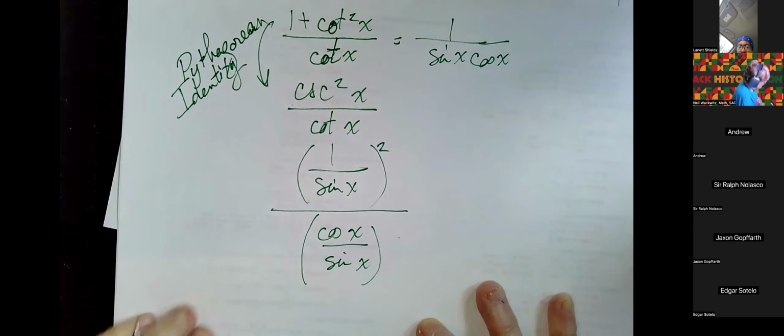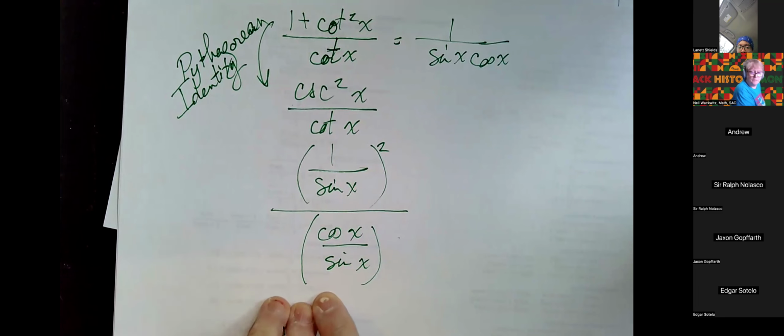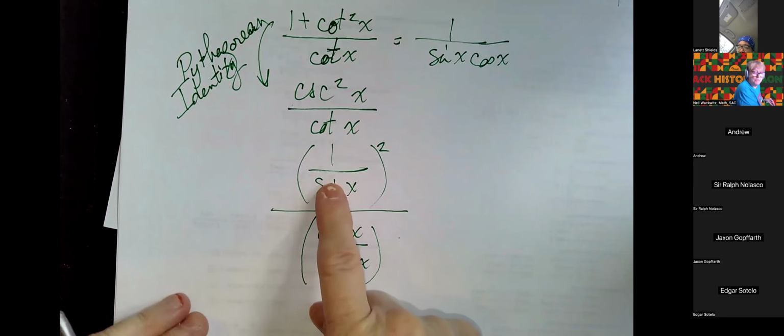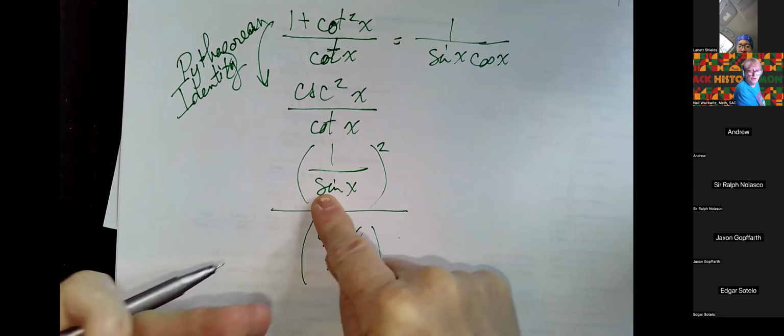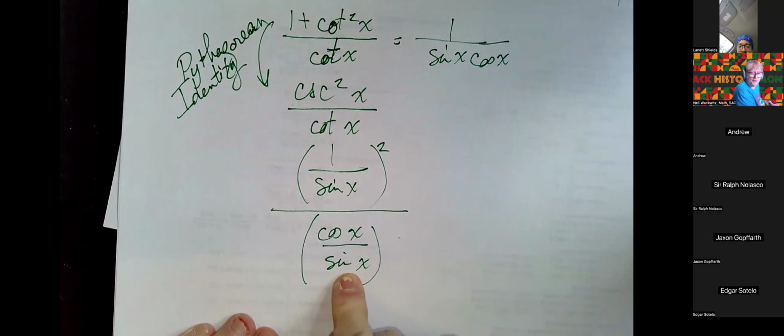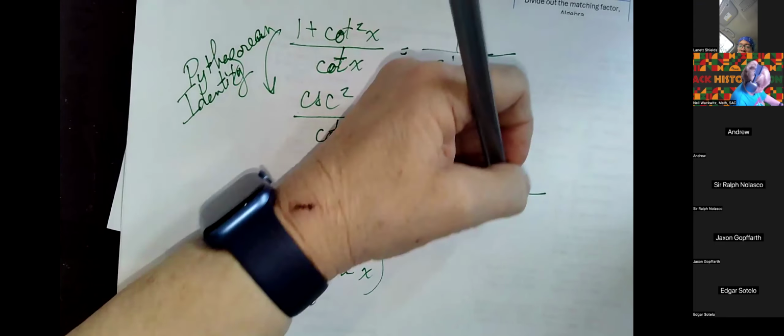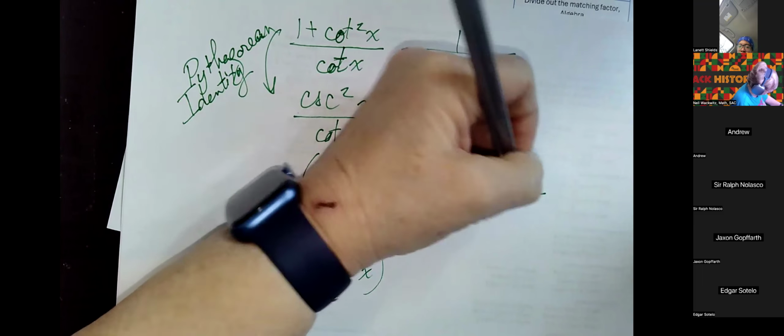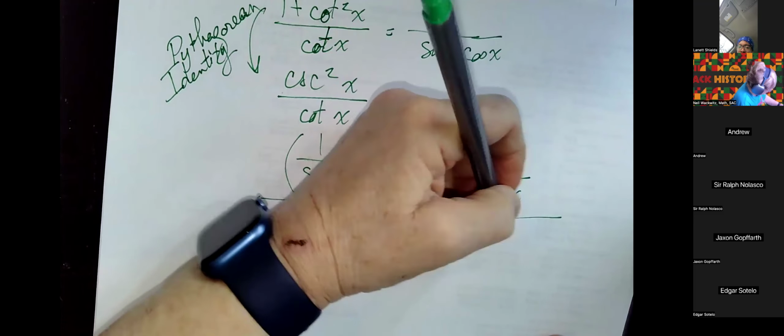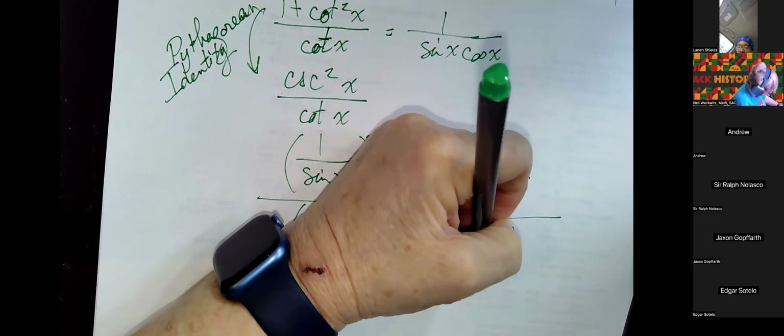The reason that we want the latter version this time, for cotangent, is that we've got a sine in the denominator of the numerator. We have a sine in the denominator of the denominator. So let's write this without all those parentheses. 1 squared is 1, and sine squared is sine squared x, and in the denominator we'll have cosine x over sine x.